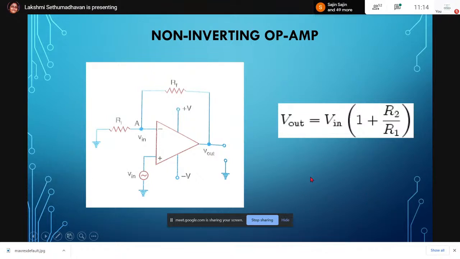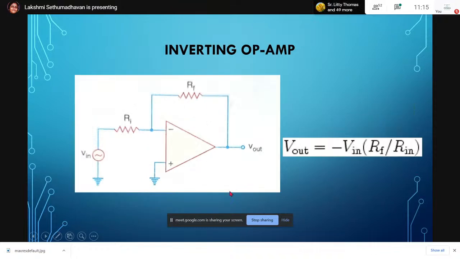Now, this is a non-inverting mode. Here, what I have done is I have grounded this pin and I have given my signal at the non-inverting terminal, that is pin 3 of 741. So here, there is no phase difference between your input and the output. If this is the shape of your input, the same will be the shape of your output. While in the other case, if this is your input, the output will be out of phase by 180 degrees.